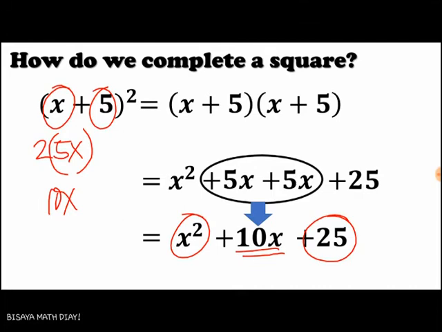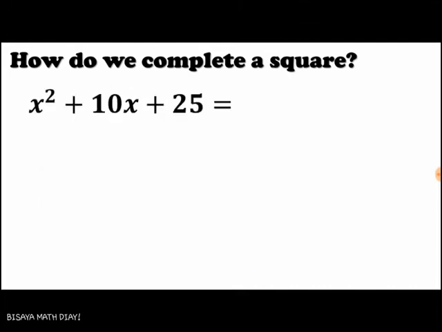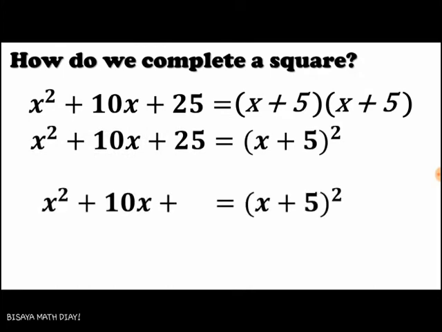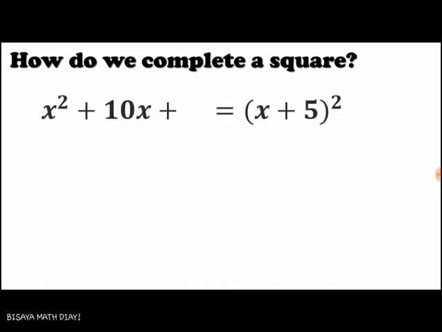So x squared plus 10x plus 25 is actually the same as x plus 5 times x plus 5, which is x plus 5 squared. Question now is, what if walay value ang third term? Can we identify 25 out from x squared plus 10x? Identify ba nato ang 25? Let's see, that's the question.